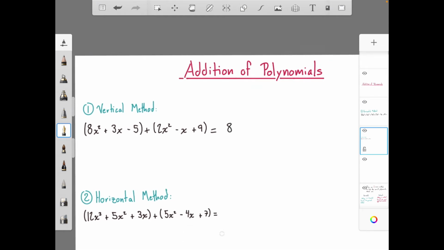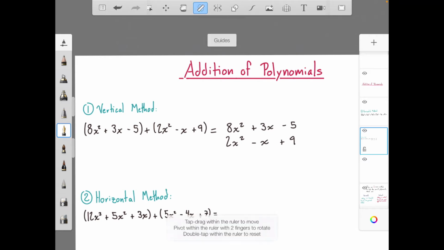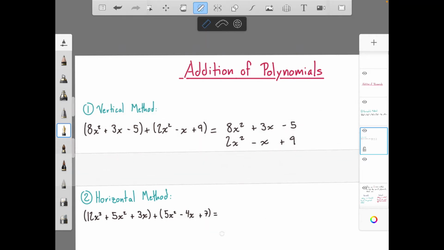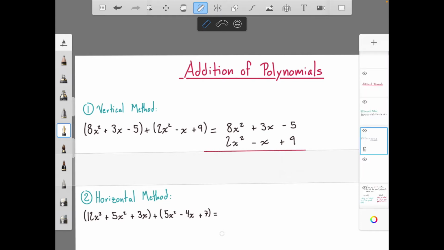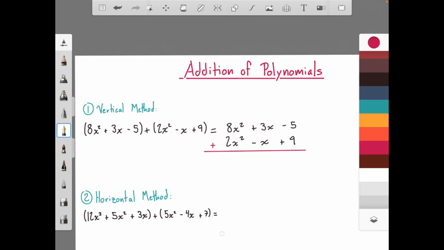What we want to do is have the like terms on top of each other. So this is plus 3x minus 5, and this is minus x plus 9. Okay, so now that we have done that, we are going to add these two, and we're going to add them just as they teach in school, in a vertical format.